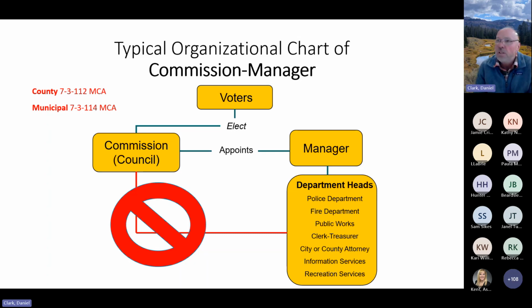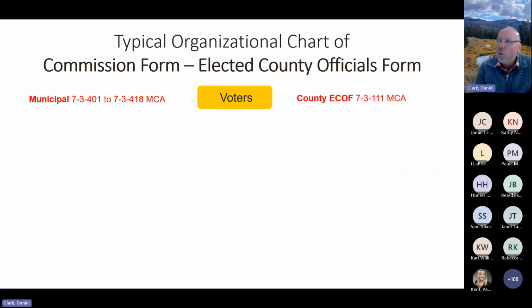So that's, and you can see there, the county has a commission manager form, and the municipalities have their own structure for the commission manager. The commission form, which is 73401 to 73418, that's the commission form, or the elected county officials form. And that's the statutory framework that was initially adopted, and all counties but one came into the 1974 voter review as being the elected county officials form of government. And unless your voters have voted to change something about that existing plan, you are still an elected county officials form of government. So unless something's changed, you're likely that ECOF form of government.